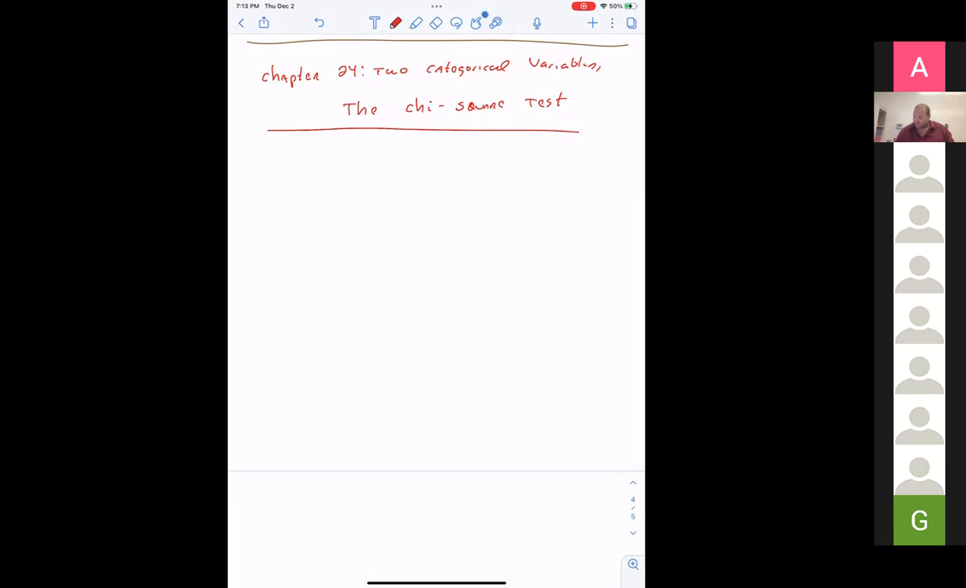The stuff afterwards we don't do. So we don't do the F test, we don't do the LinReg tests, and we don't do any ANOVA in this class. So it stops here. This is the last chapter. And what we're doing now is we're doing tests on two-way tables.